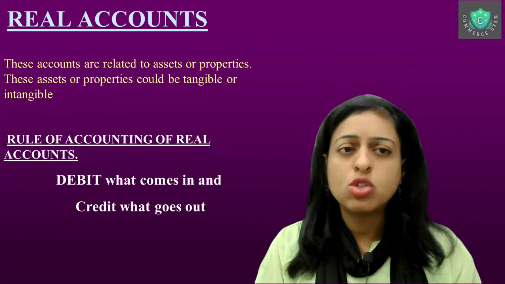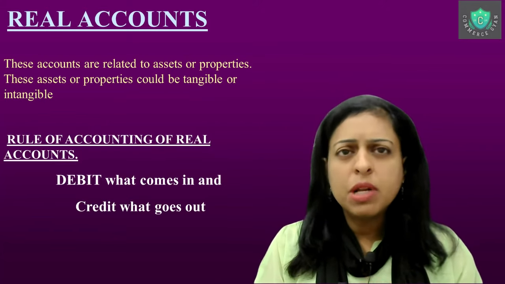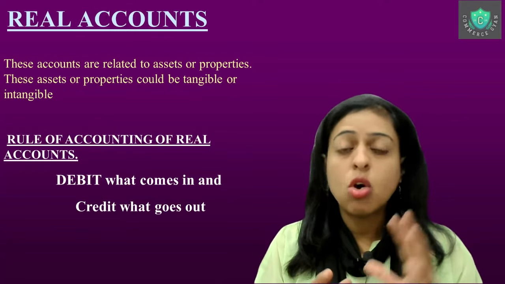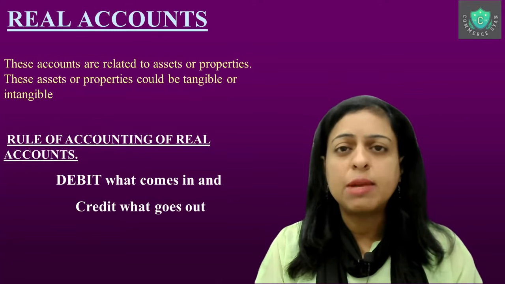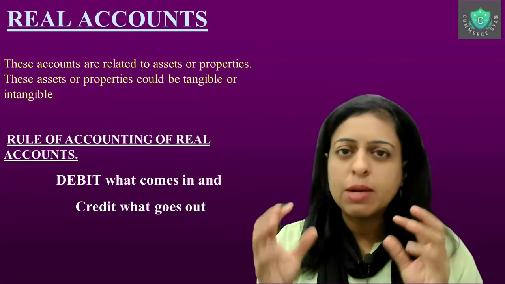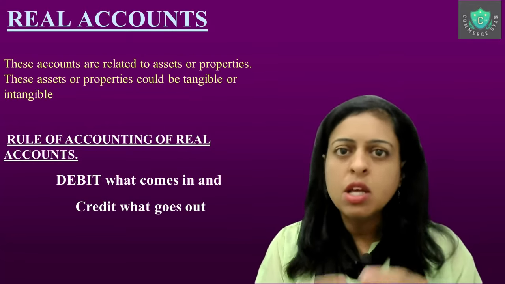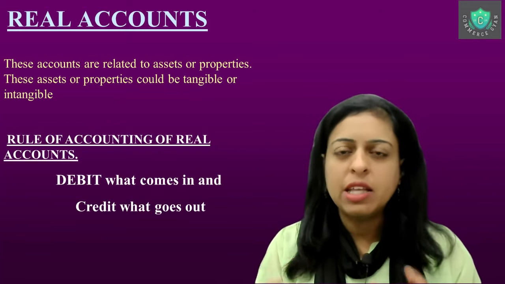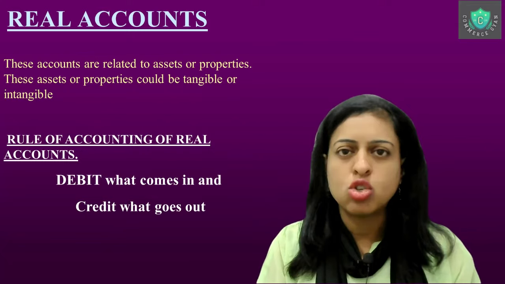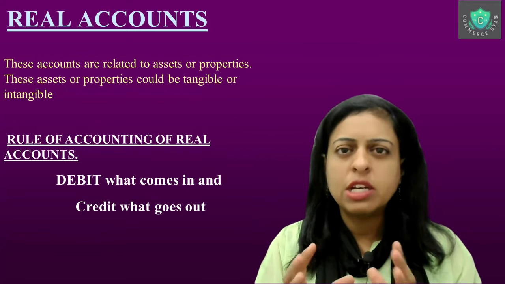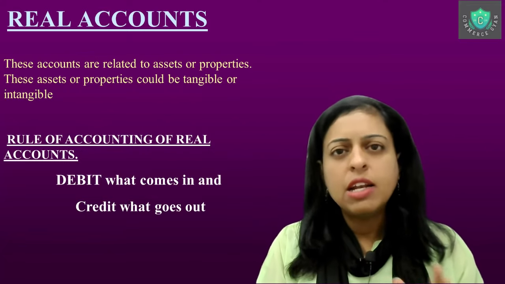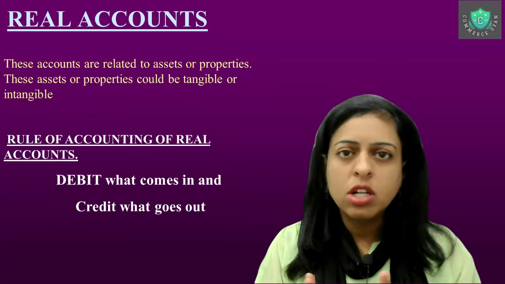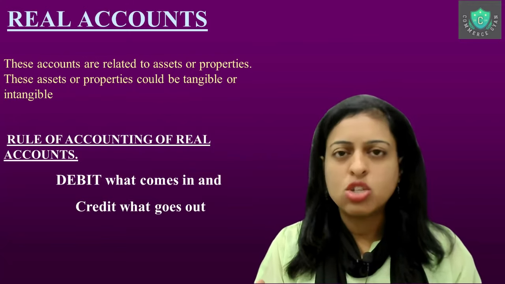Now, if the question would be like, isn't the building a personal account? No, building is not a personal account. The organization which will be running in that building will be a personal account. So if that building is of Infosys Limited, then Infosys Limited will be what? A personal account. But the building, the address, that particular structure is not a personal account. It is basically an asset and it has a value in the books of accounts and it will be treated as real account.